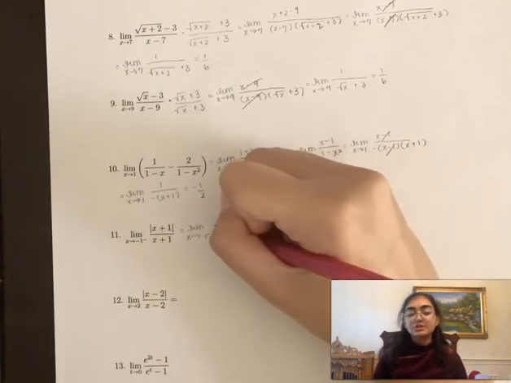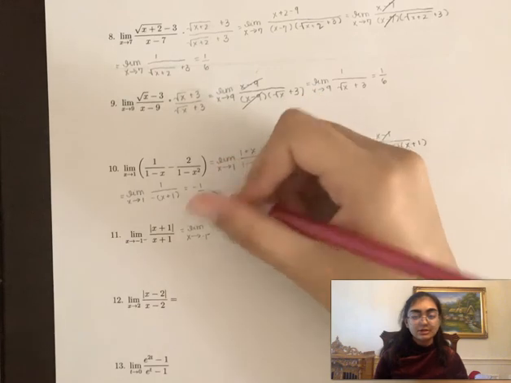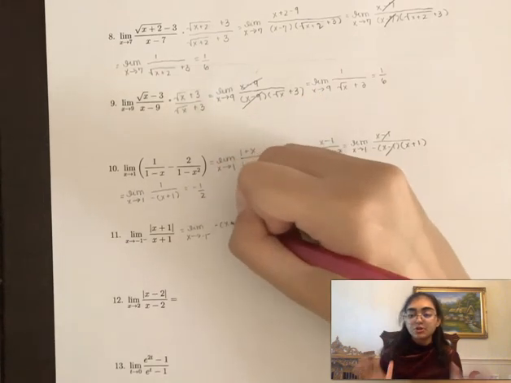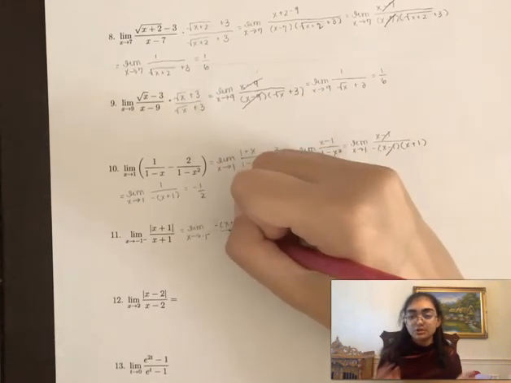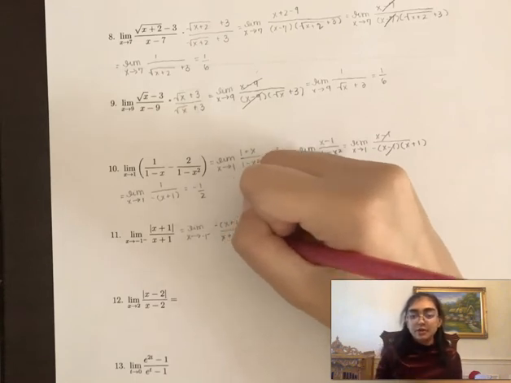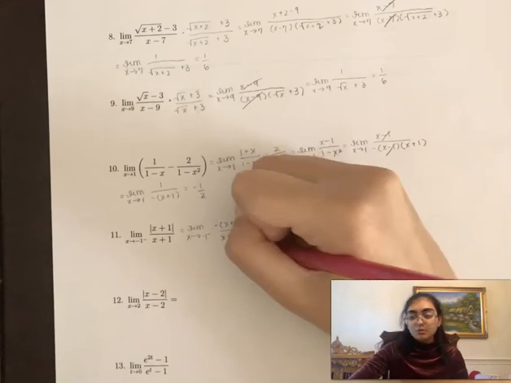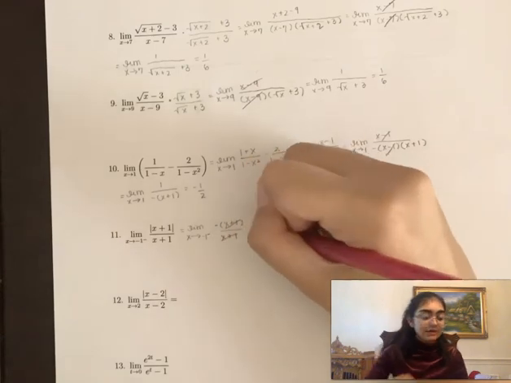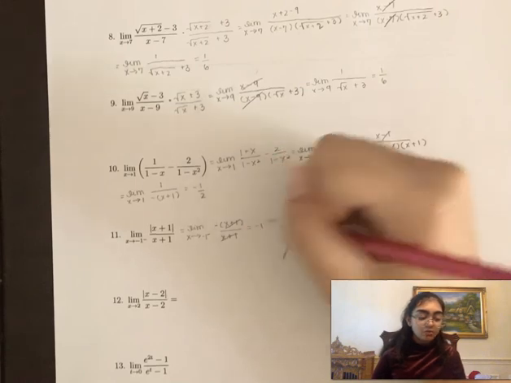Since we're told which side the limit is coming from, we know which portion of the piecewise function we need to choose for the absolute value. Since our options are x plus 1 and negative in parentheses x plus 1, we know that since it's coming from the left, it's coming from the negative side. So we're going to choose negative in parentheses x plus 1 over x plus 1. We can cancel those x plus 1's out to get negative 1.